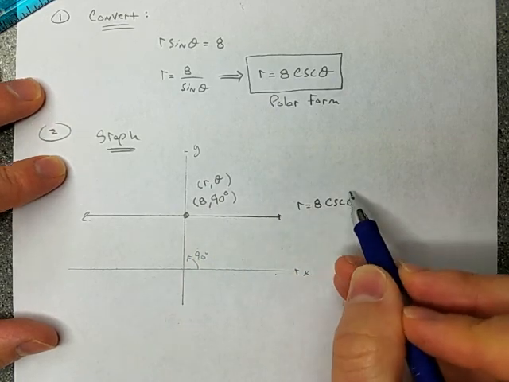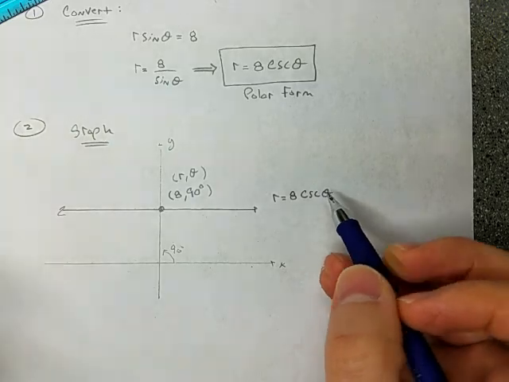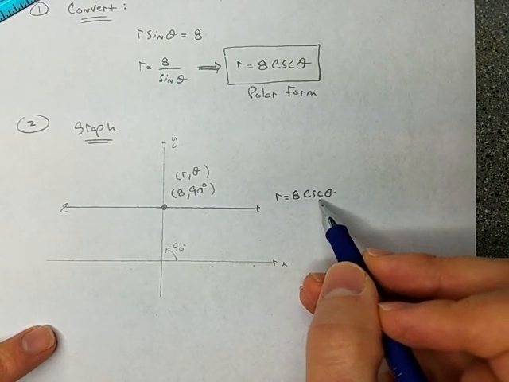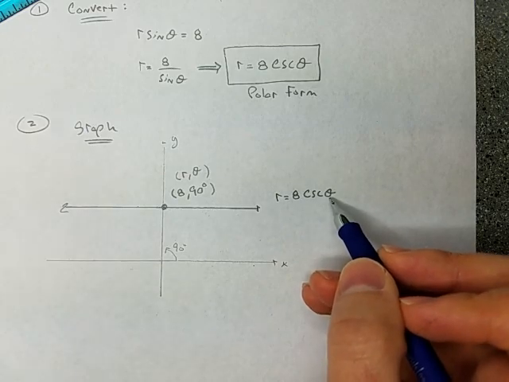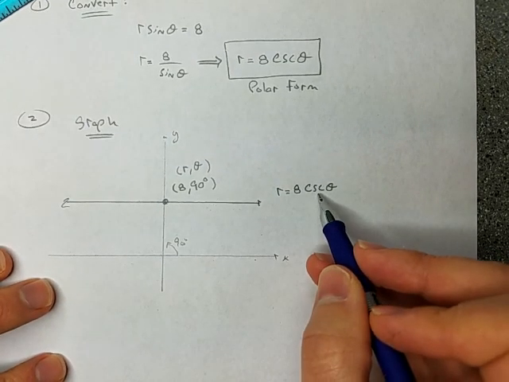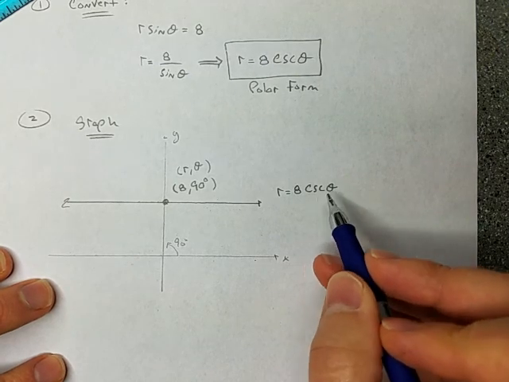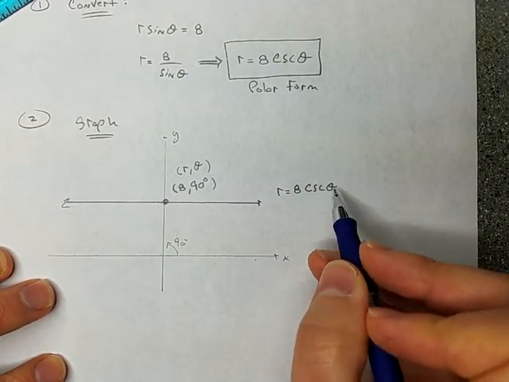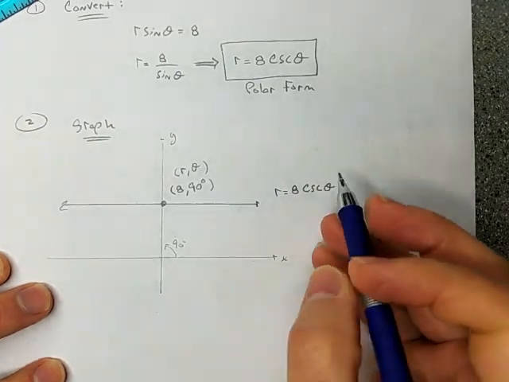Is that consistent with this equation, though? Let's try it out. Say you put 90 degrees for theta. What's cosecant of theta? That's 1 over sine of theta. So for 90 degrees, that's 1 over sine 90. That's 1. What's 8 times 1? It's 8. So yes, those numbers come right out of this. Okay? All right, there it is.